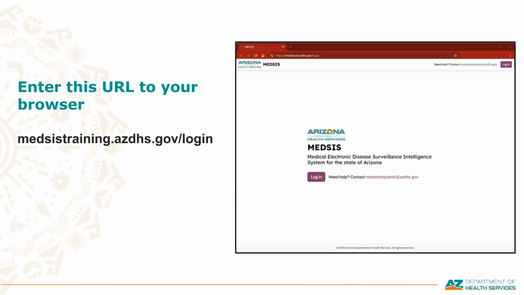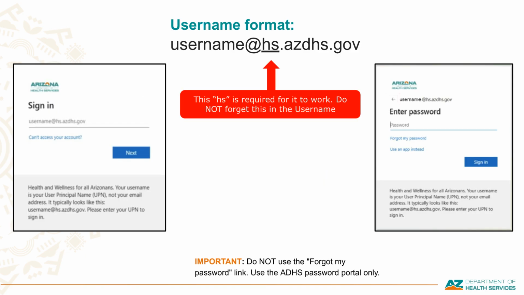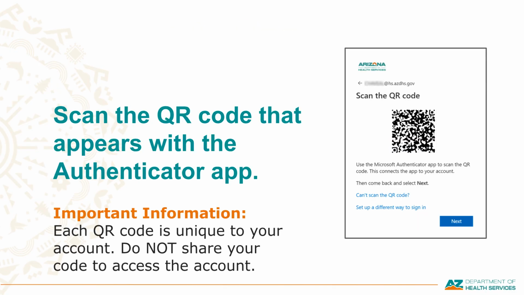Switching over to your computer, add the URL on screen into your browser. Click Login. Enter your health services account credentials, username at hs.azdhs.gov, and your password. This step is when you combine your MEDSIS account with the Authenticator.